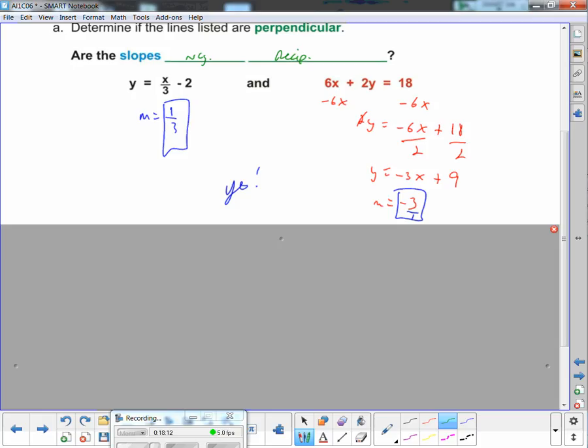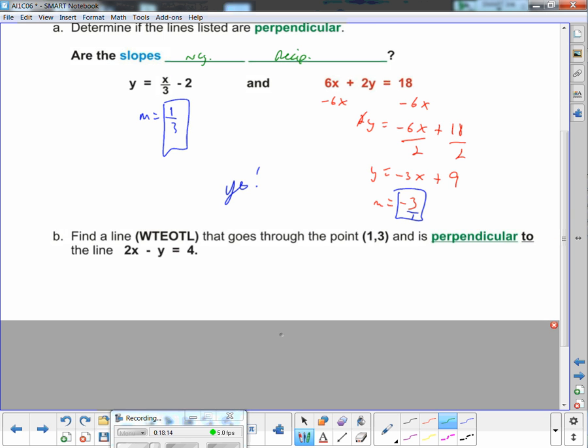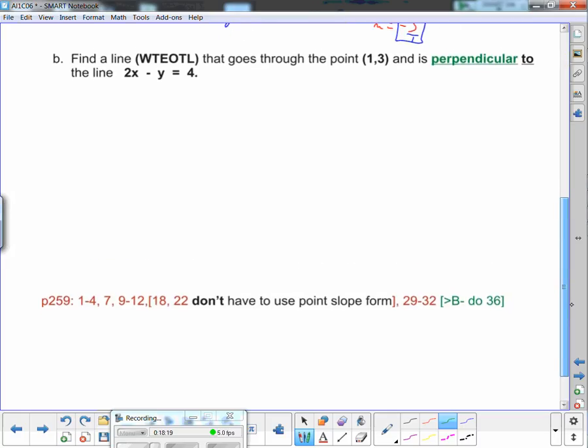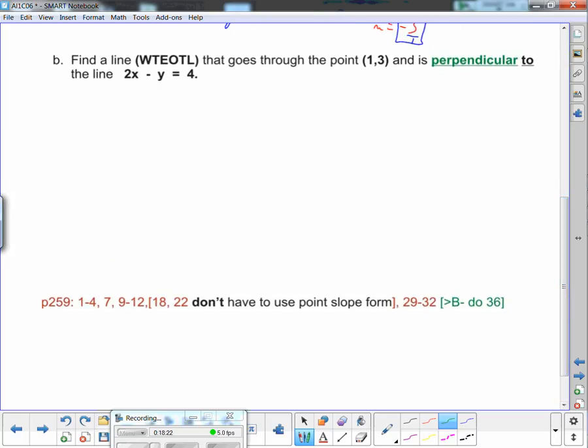Okay, so one more problem. So now they do the same thing to us. They tell us, write the equation of the line that goes through the point 1, 3 and is perpendicular to the line 2x minus y equals 4. So same process. Whenever you're told to write the equation of the line, you always think y equals mx plus b.